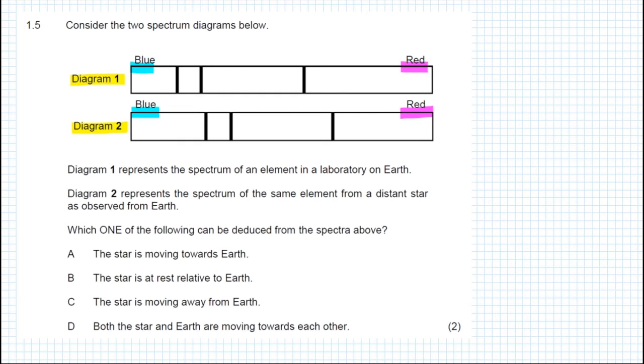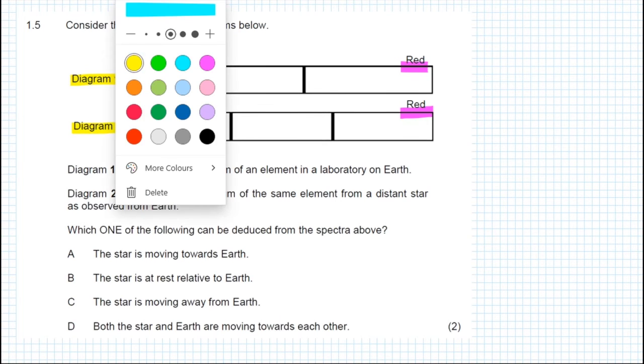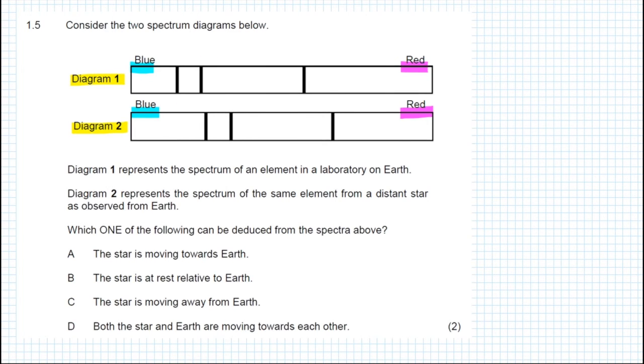Now they say diagram 1 represents the spectrum of an element in a laboratory on Earth. Diagram 2 represents the spectrum of the same element from a distant star observed from Earth. Which one of the following can be deduced from the spectra above?